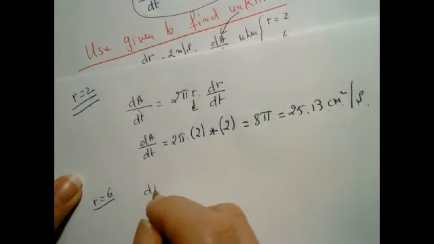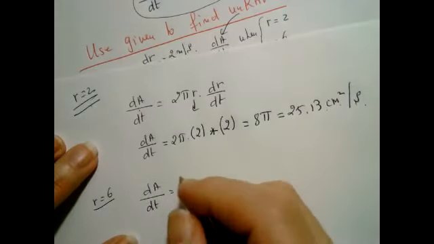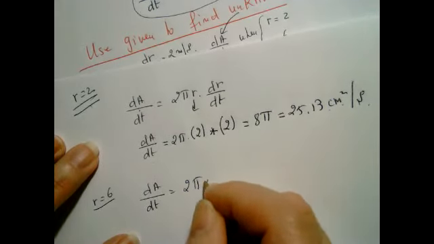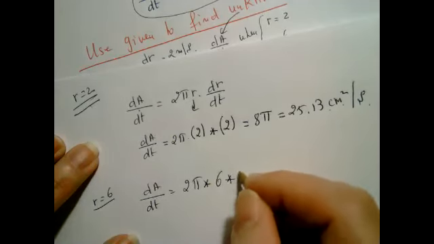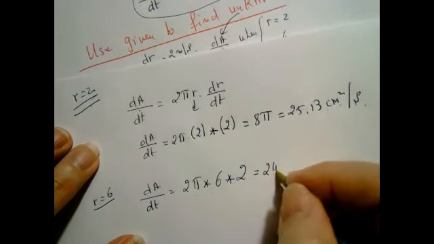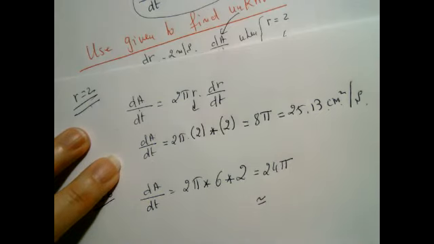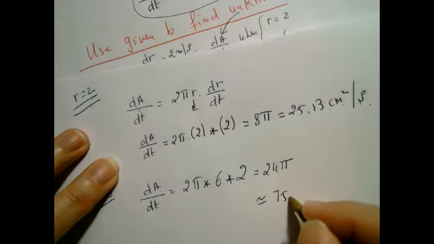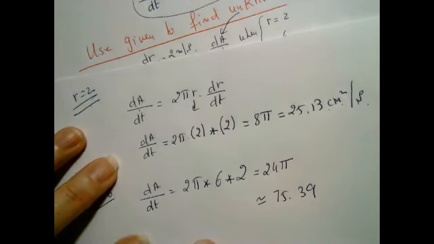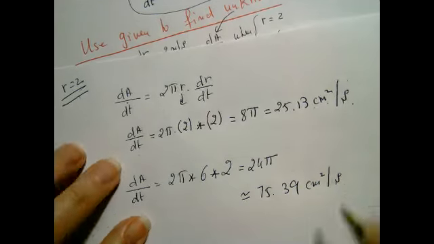And we're done. The formula is the same. So now once we find the relationship, I can plug in any value here. It's going to be 2 pi times 6 times 2. 2 times 6, that's 12, 24 pi. And as I said, I like to compute those because this will make more sense to you. Times pi, so that's going to give me almost 75.39. Again, the unit is centimeters squared per second.